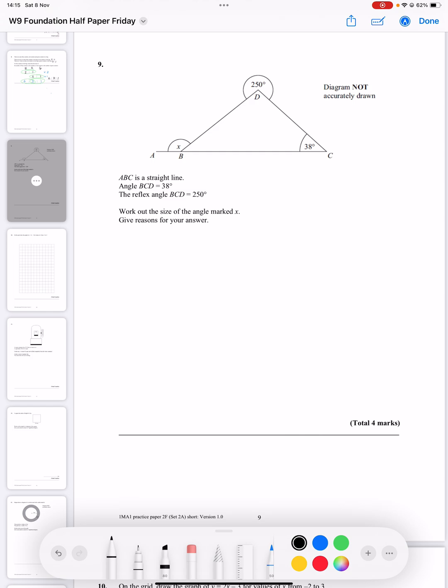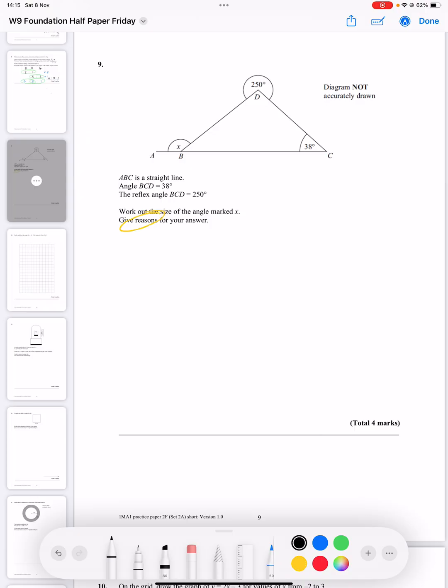Question 9 is our angles. So we've got ABC is a straight line. Angle BCD is 38 degrees. The reflex angle BCD is 250 degrees. Work out the size of the angle marked X and give reasons, which are going to be important to get all full marks.